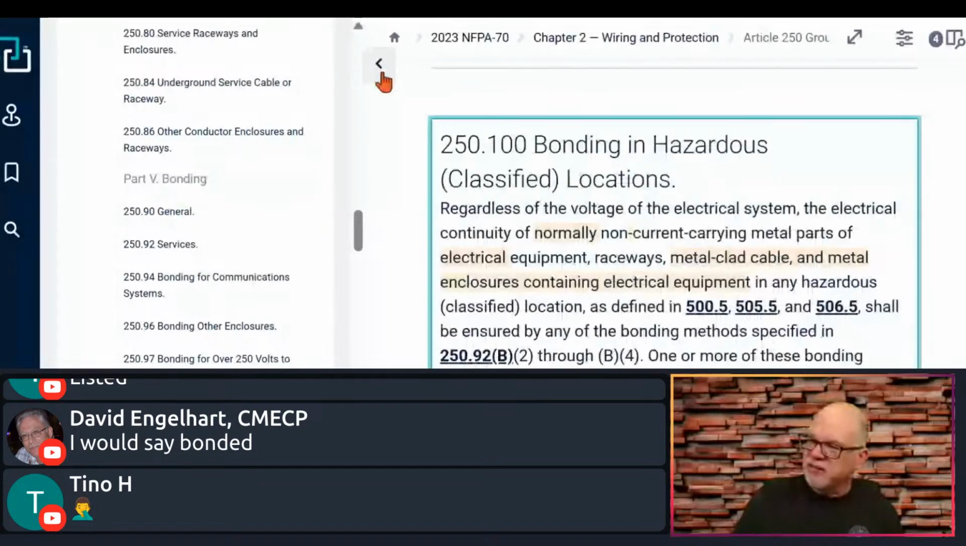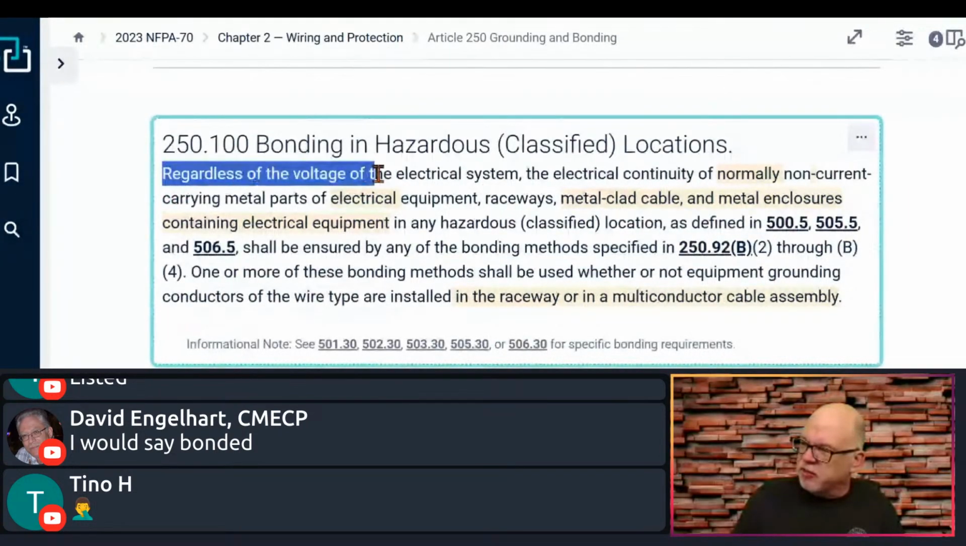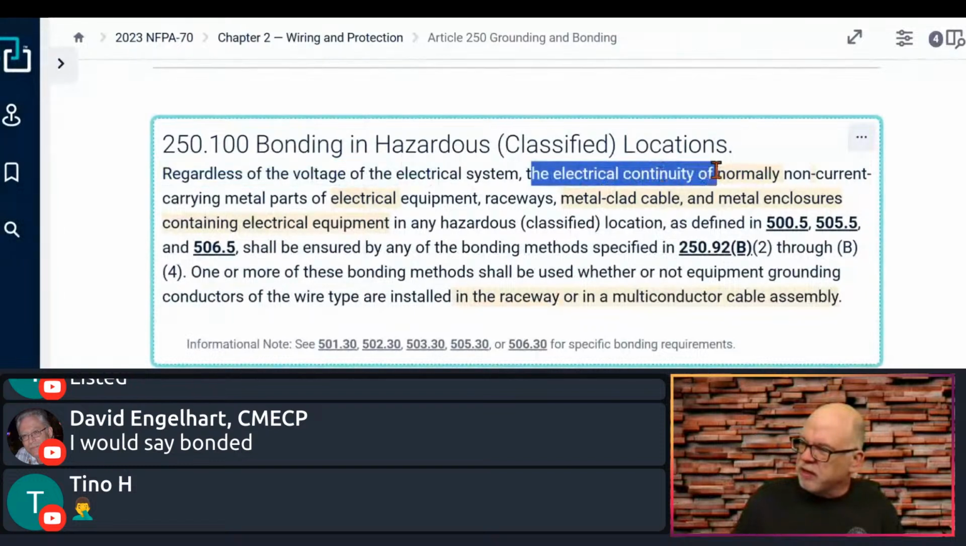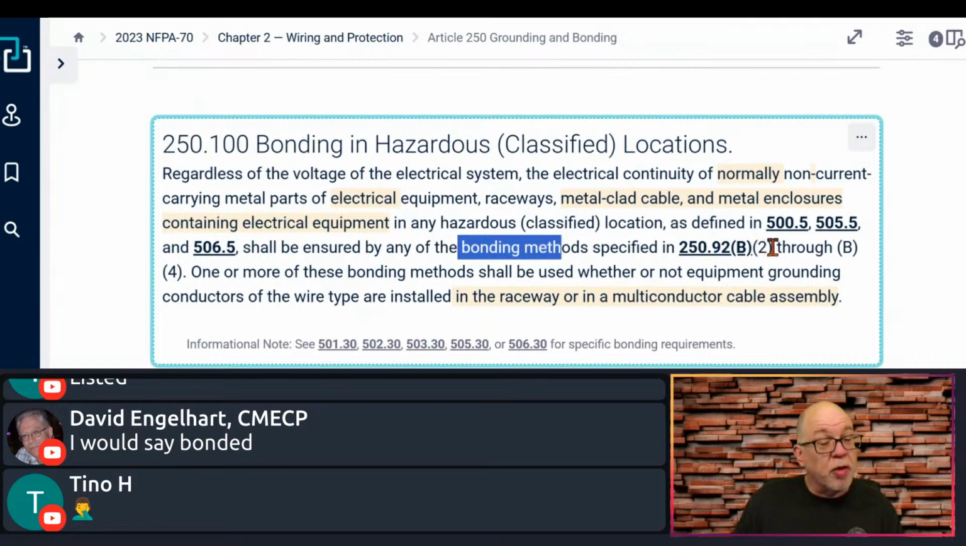And here's what it says, verbatim. It says, regardless of the voltage of the electrical system, the electrical continuity of normally non-current-carrying metal parts, that'd be the frame, that would be the enclosure, in metal clad cable and all that, of any hazardous classified location, okay? There you go. And all this information, it says right here, any bonding method, and it gives you the code references for the bonding method.